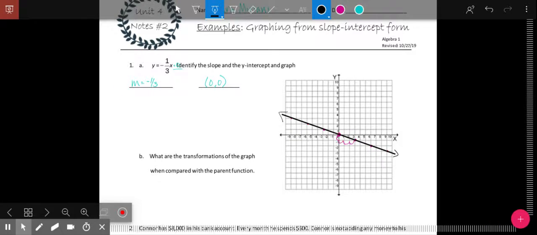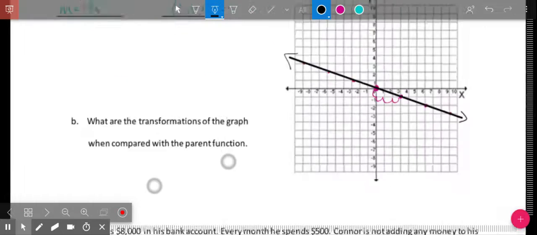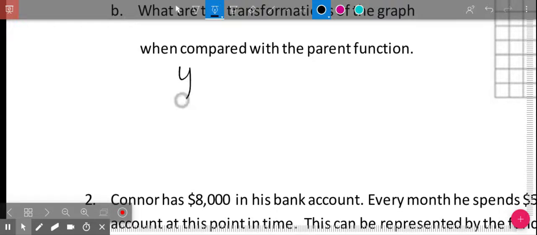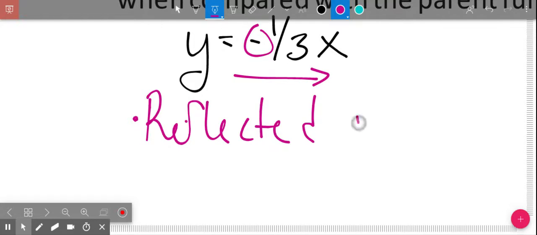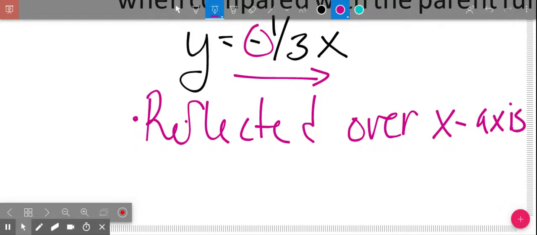Now part B says, what are the transformations of the graph when compared to the parent function? We know our equation was y is equal to negative 1/3 x. So we start from the left and work our way right. The very first thing we notice is this negative. Anytime our slope is negative, that means it's been reflected over the x-axis. Maybe if it'll let me write. Okay.